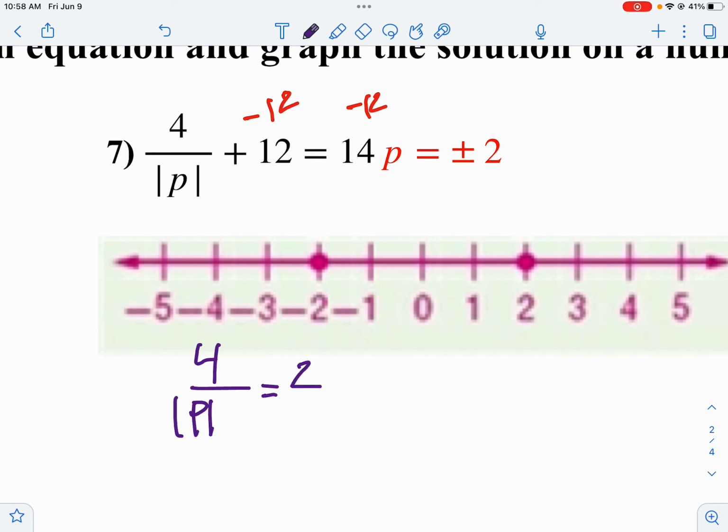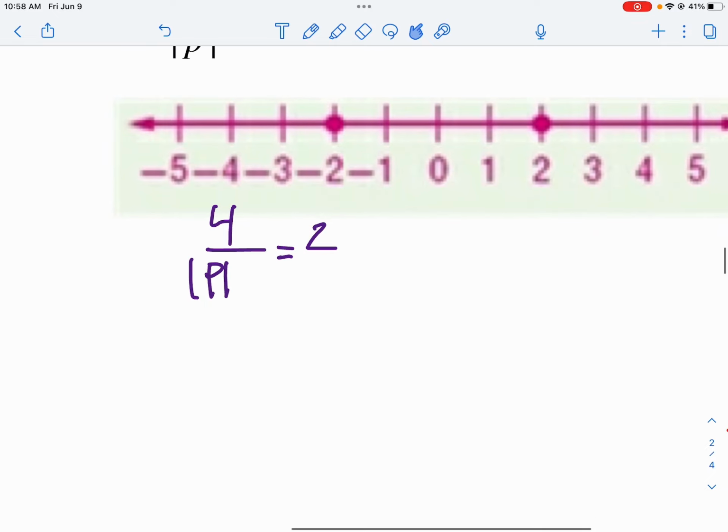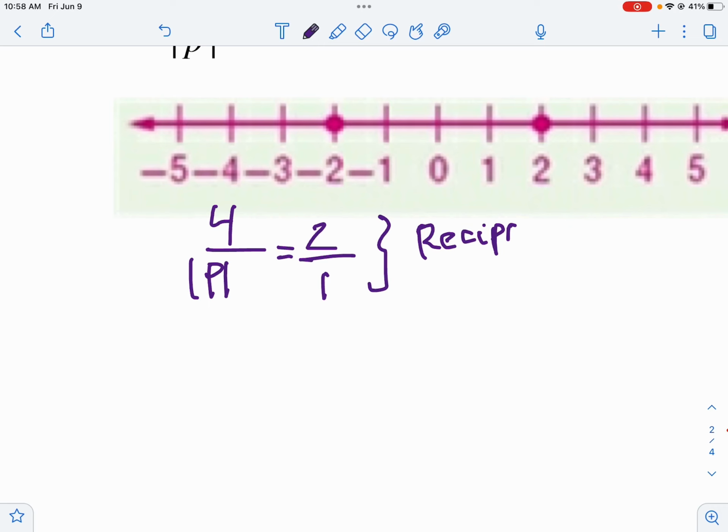Now you've got a problem. The absolute value of p is in the denominator, isn't it? There are two ways to do this. One is we could multiply both sides by the absolute value of p, so you get rid of that. The other way to think about it is, I just want it in the numerator. So first I'm going to change 2 to a fraction, 2 over 1. And then I'm going to take the reciprocal of both sides. The reciprocal of both sides means I'm going to write it as absolute value of p over 4 equals 1 over 2.